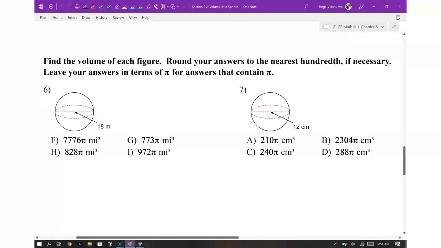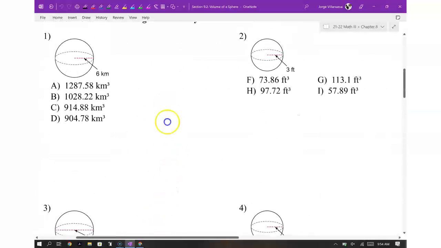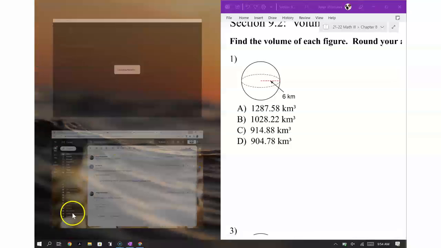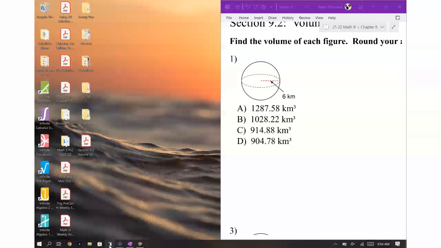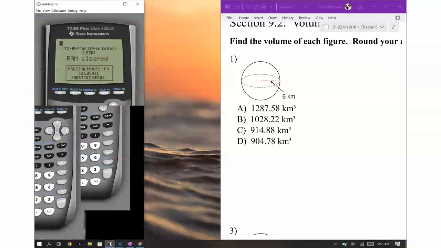All right, so let's go back up to the top. And again, the instructions for this is find the volume of the figure, round your answer to the nearest hundredths. Remember, hundredths means you should have two numbers after the decimal. Okay? So round your answer to the nearest hundredths. So just find the volume. Let me just do this really quick, just so we have something to calculate with.